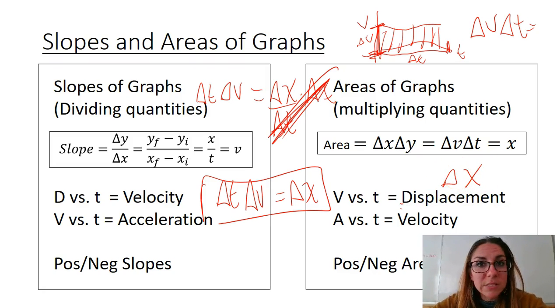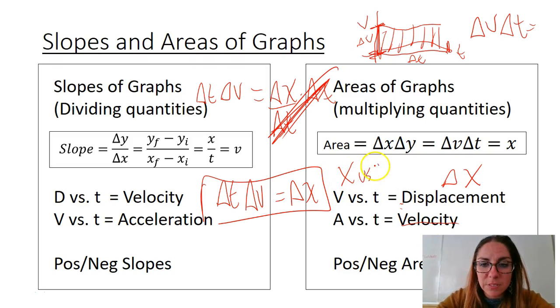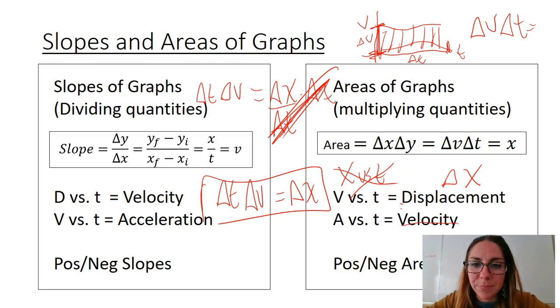With similar logic, which I'll skip just because I'm going to go a little fast here, the same thing holds. If you use an acceleration versus time graph, the area, which is acceleration times time, will be velocity. X versus T has no valuable area, so that is not included in here.